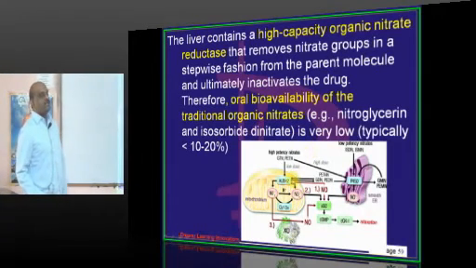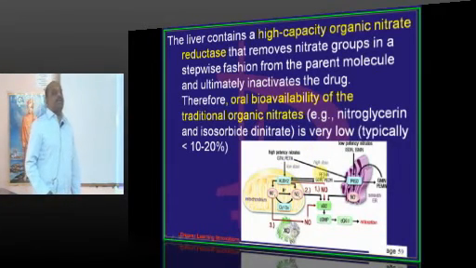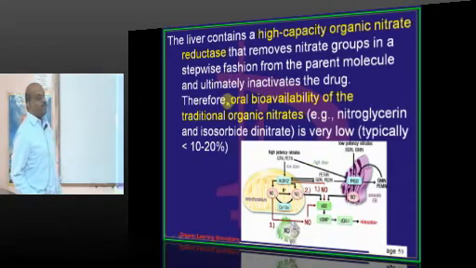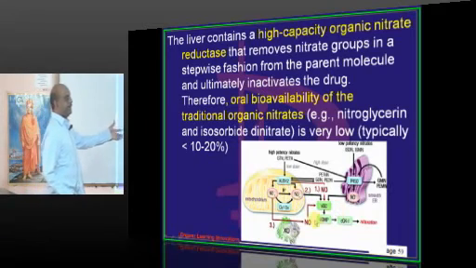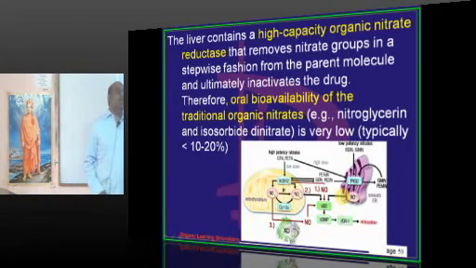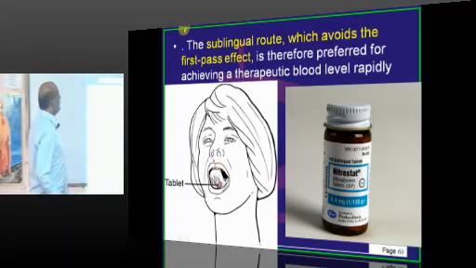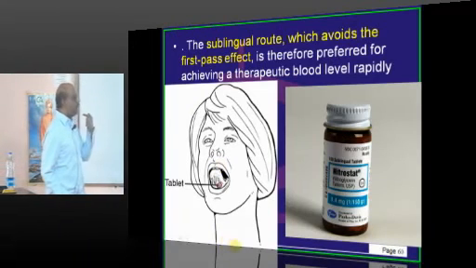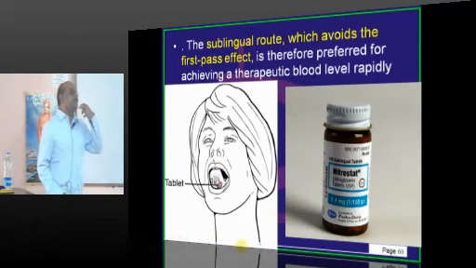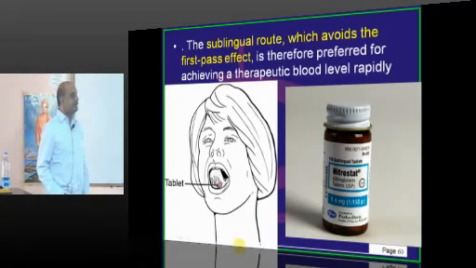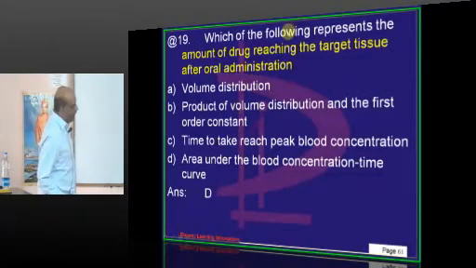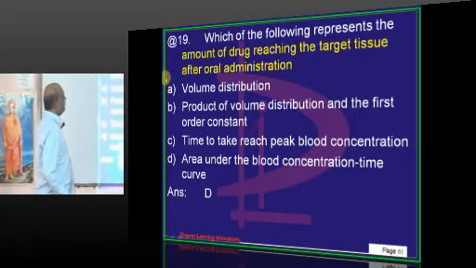Now nitrates, they have a high first pass metabolism. What is the reason? The liver has an enzyme called nitrate reductase. The nitrate reductase rapidly metabolizes the orally taken nitroglycerin, hence its bioavailability is very less. Whereas if you use the sublingual route, directly sublingually your blood vessels are there, so it enters into systemic circulation. Bioavailability will improve, is what needs to be remembered.